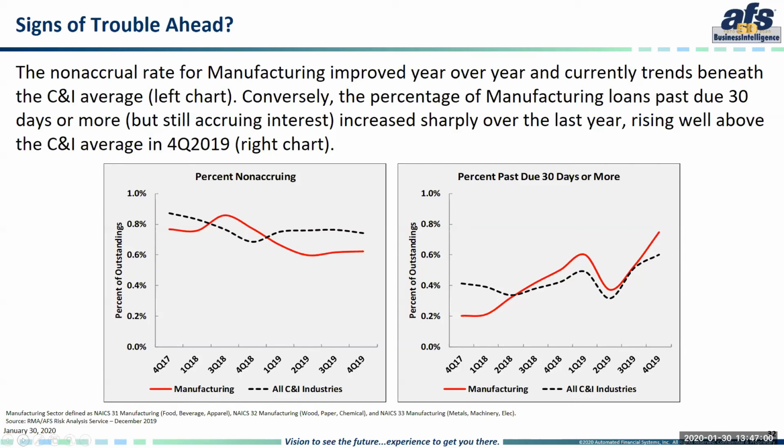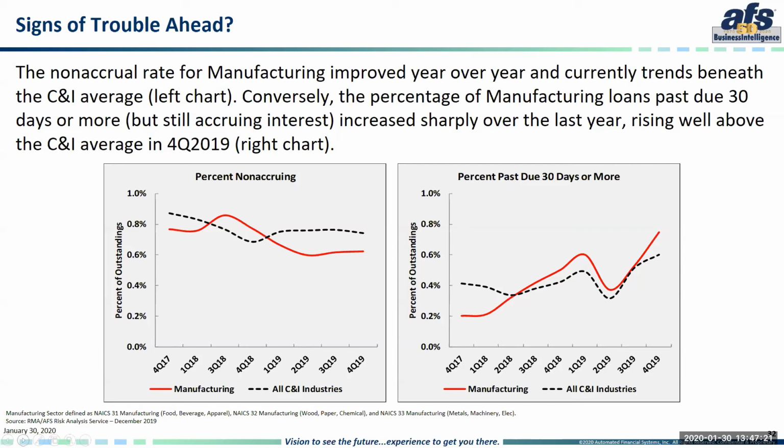So as you can see on the left there, the non-accrual rate for manufacturing, the red line, it actually improved year over year, and it's actually better than the CNI average. The CNI average is still being adversely impacted by a lot of problems in the energy sector. We still haven't fully moved past that phase of the credit cycle. But right now, in terms of non-accruals, manufacturing's better.